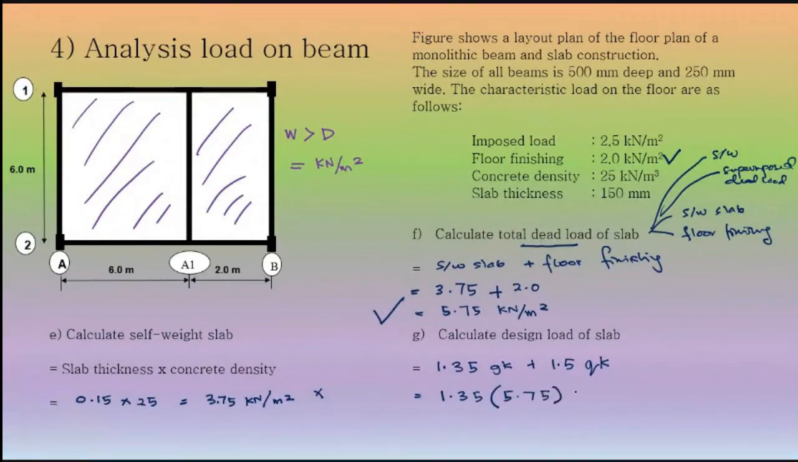So GK adalah 5.75 plus 1.5 QK. QK kat sini dia bagi imposed load. See, dia bagi imposed load 2.5. So berapa you dapat guys? Berapa total dia? 11.51. Betul ke tak? Betul. Okay, kilonewton per meter square. Settle.